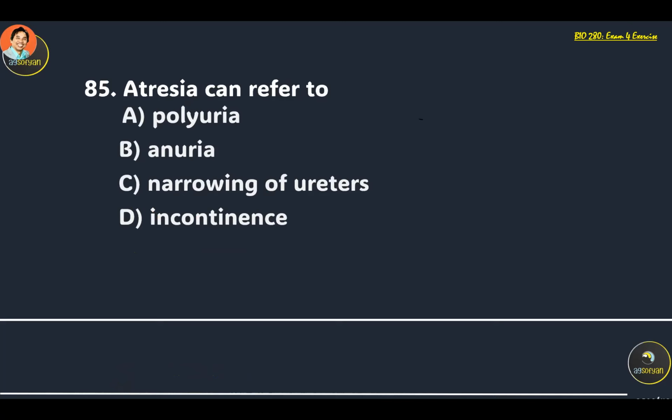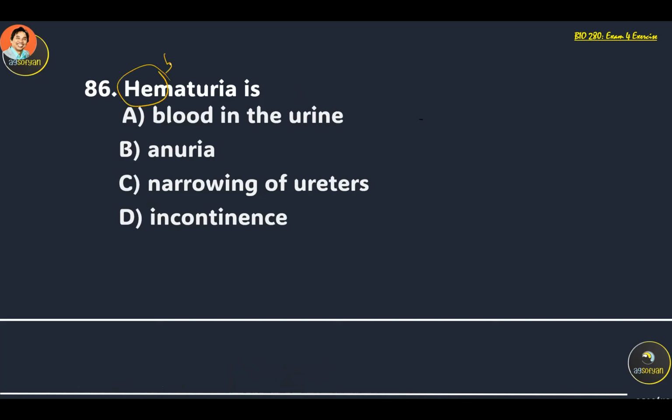Atresia can refer to A, B, C, or D. Of course, this one is not, and this is not. This is the narrowing of the ureters. Hematuria is, hem is blood. Uria is urine. So it's going to be blood in the urine.